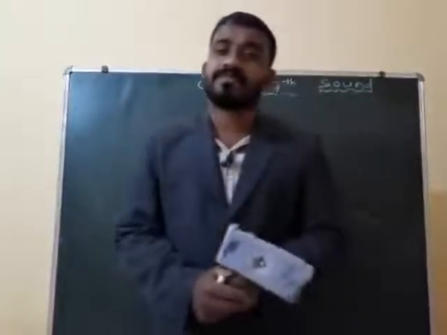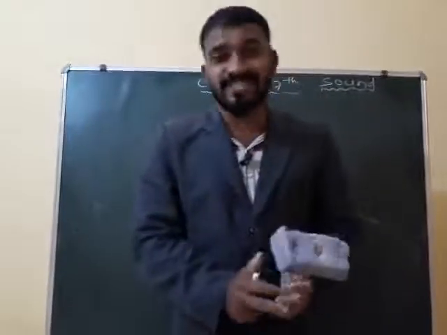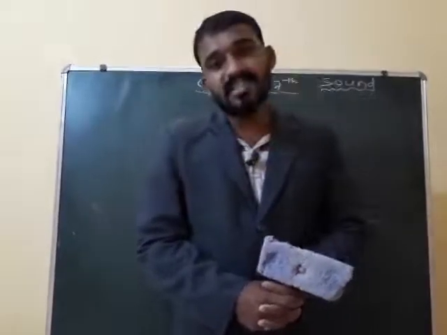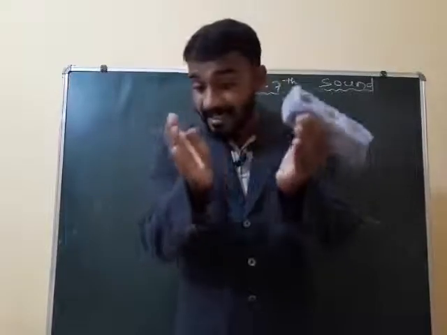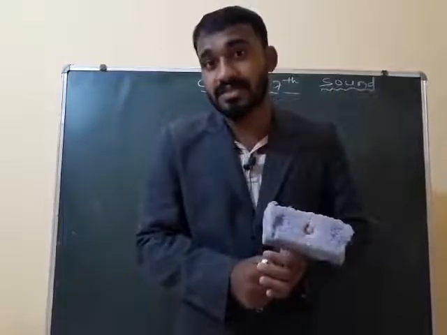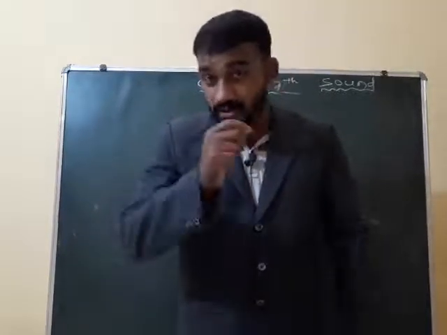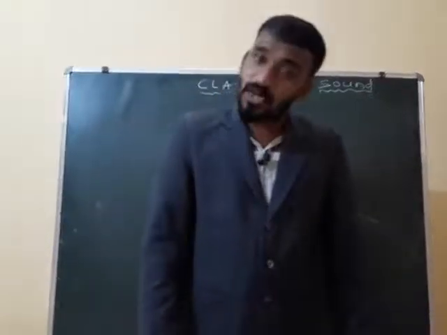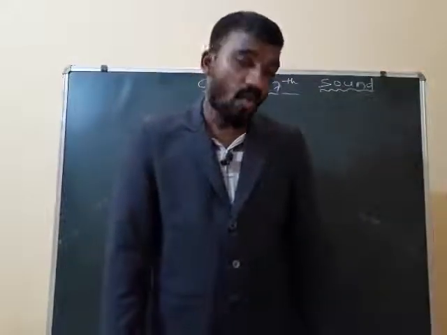In the previous class we discussed different types of waves, like longitudinal waves and transverse waves. Longitudinal waves are again classified into two parts according to the arrangement of particles, that is compression and rarefaction. Another one, transverse waves, is also classified into two parts: one is crest and another one is trough.